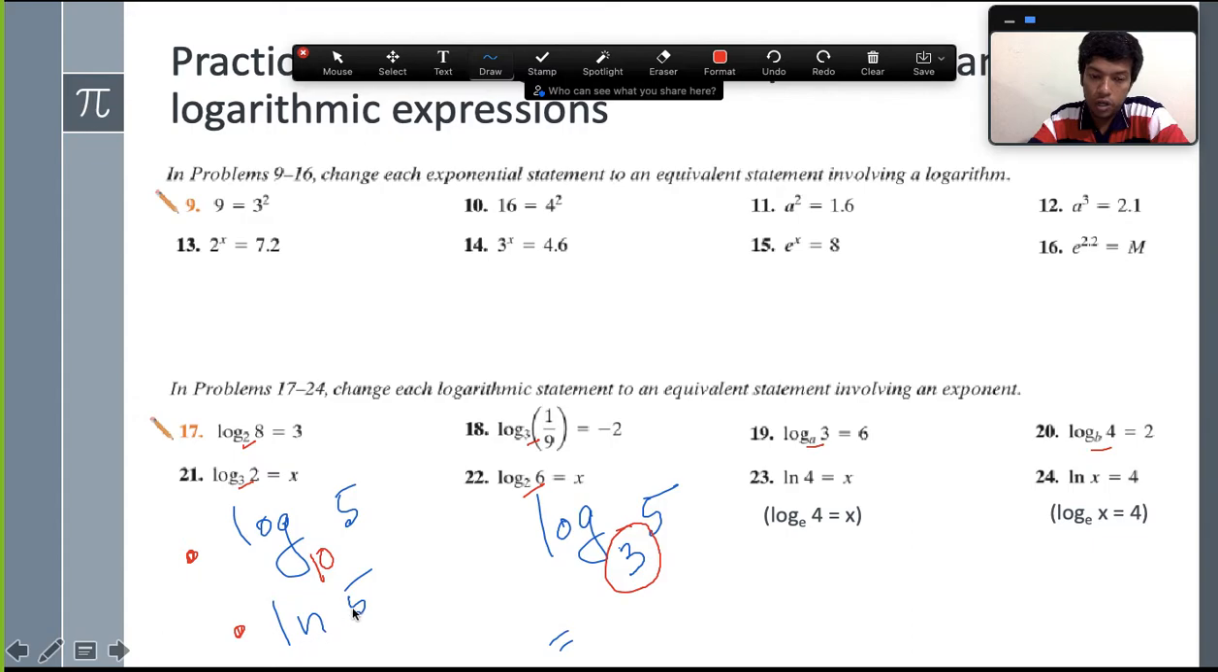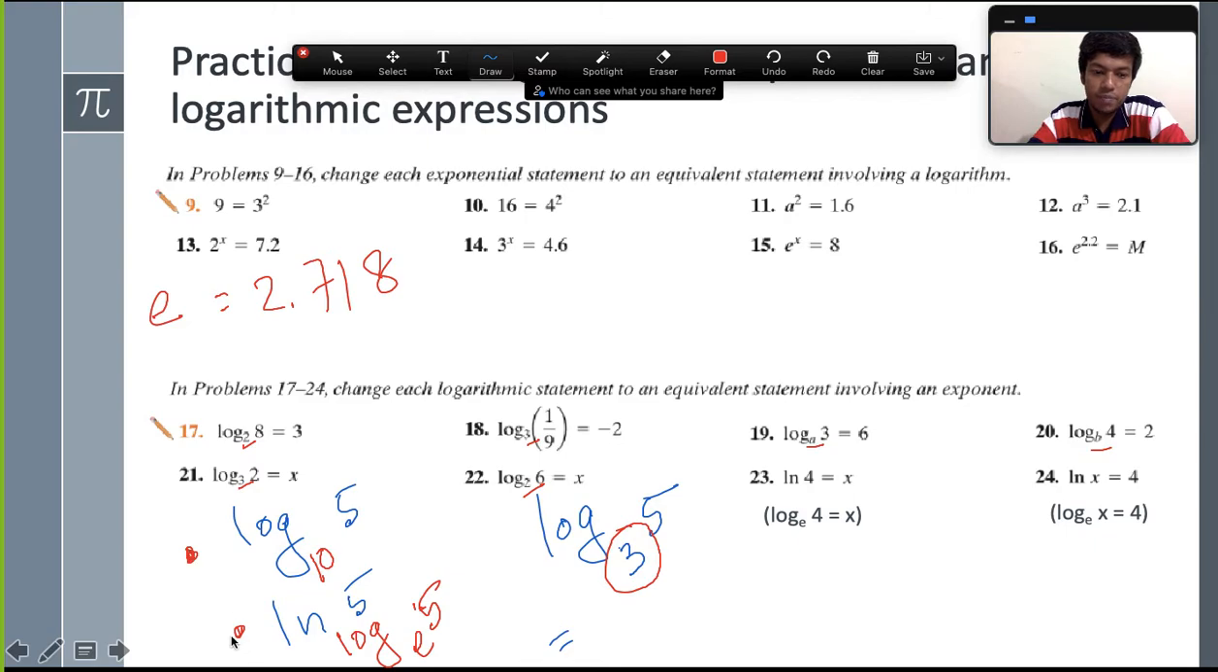And ln means log base e. If the base is e, then it means ln. This e is the same number that we have learned, 2.718, that constant number. So that exact same number.